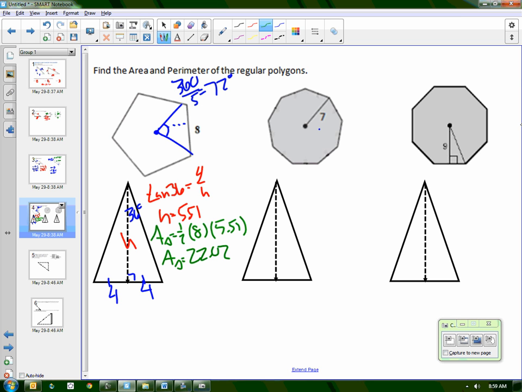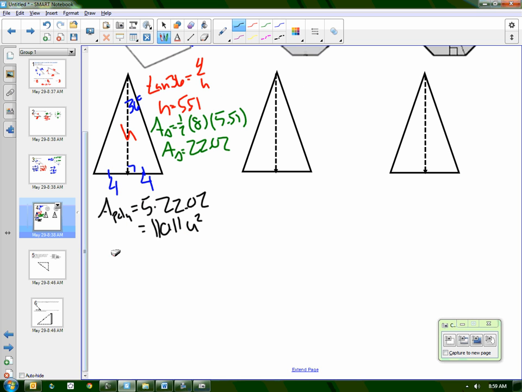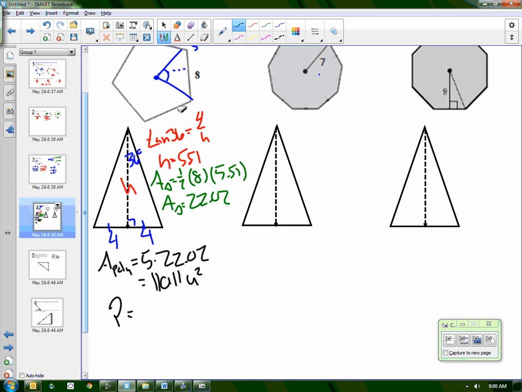To figure out the area of the whole thing, the area of the polygon would be 5 of those. So 5 times 22.02, you get the area of the polygon. The area of the polygon is going to come out to 110.11, and that's units squared. To find the perimeter, and this one is really easy, since there's only 5 sides and they gave us one of them, you just do 8 times 5, which is 40, and that's just units.